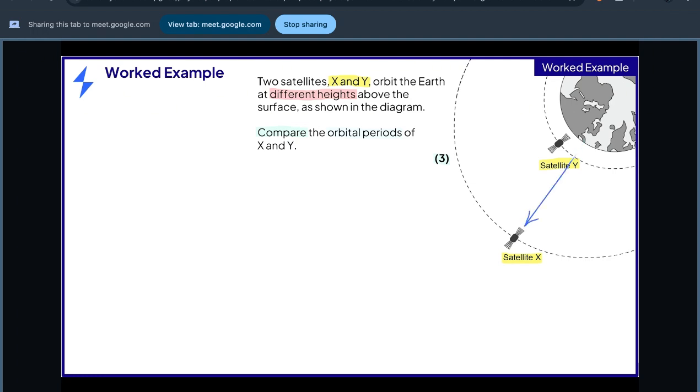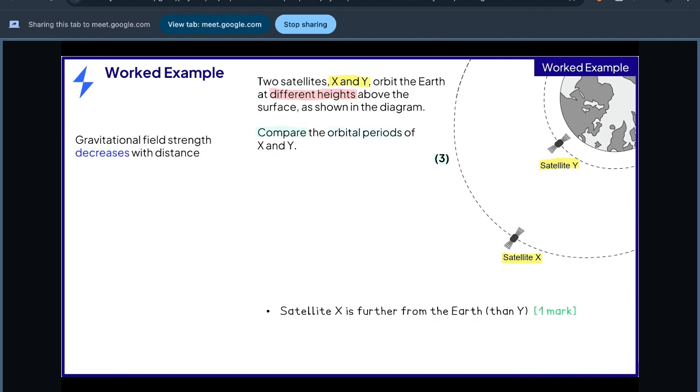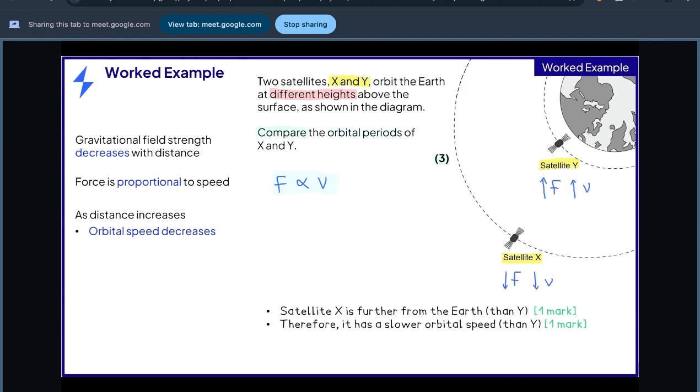Satellite X is further from the Earth than Y. This is a simple observation, but it is an important point and makes it clear to the examiner which satellite you are focusing your explanation on. We know that gravitational field strength decreases with distance, and that force is proportional to speed. So, as the distance from the Earth increases, orbital speed decreases. This means satellite X has a slower orbital speed than Y.